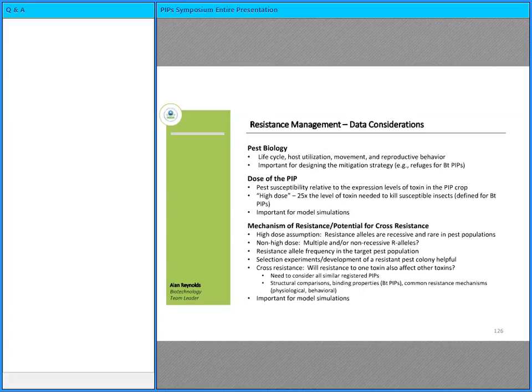We also look at the potential mechanisms for resistance as well as cross resistance. If we had this high dose scenario that we do for some of the BT PIPs, it's assumed that resistance alleles are recessive and very rare within pest populations. If we don't have a high dose, or non-high dose, it could be that there may be multiple resistance alleles involved, or they may be non-recessive or more common in the pest population. So certainly we would like to know what the resistance allele frequency is in the target population. How common are these resistance alleles, which will certainly inform risk.